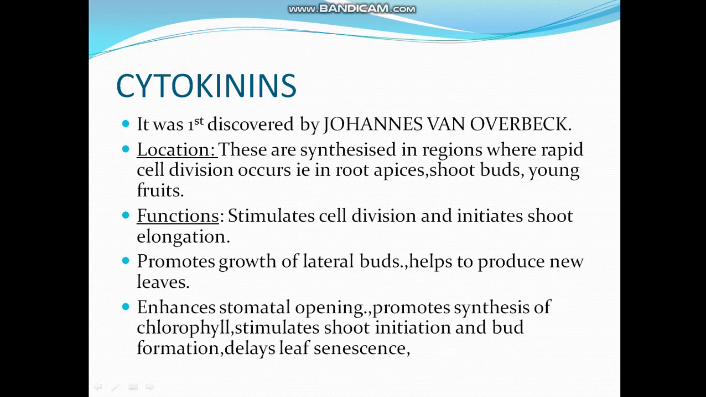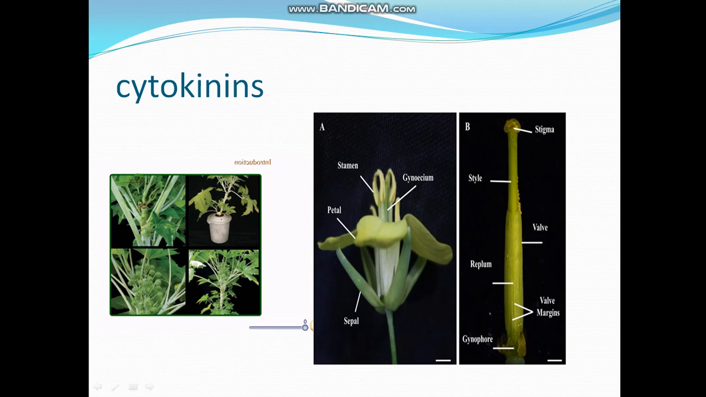Let's learn about the next hormone, that is cytokinins, which was first discovered by Jöns van Overbeek. We can find this where rapid cell division occurs, that is the root apices, the shoot buds and young fruits. The functions are, it stimulates cell division and initiates shoot elongation. It promotes the growth of lateral buds, helps to produce new leaves, enhances stomatal opening, promotes the synthesis of chlorophyll, stimulates shoot initiation and bud formation, and delays leaf senescence. There is a diagram showing how cytokinins are helpful in plants.